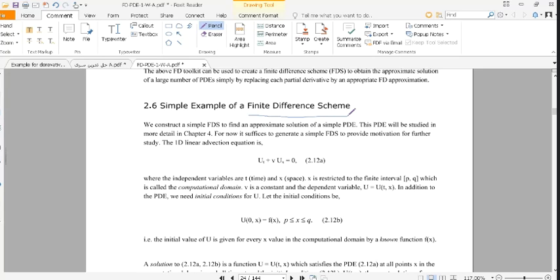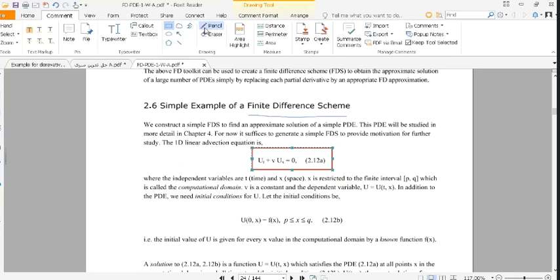The goal is to solve the PDE, not to obtain the derivative of u with respect to x. We are trying to solve the PDE. On this page, you can see a simple PDE. This PDE is u_t plus v u_x equal to 0. It is a very simple PDE.